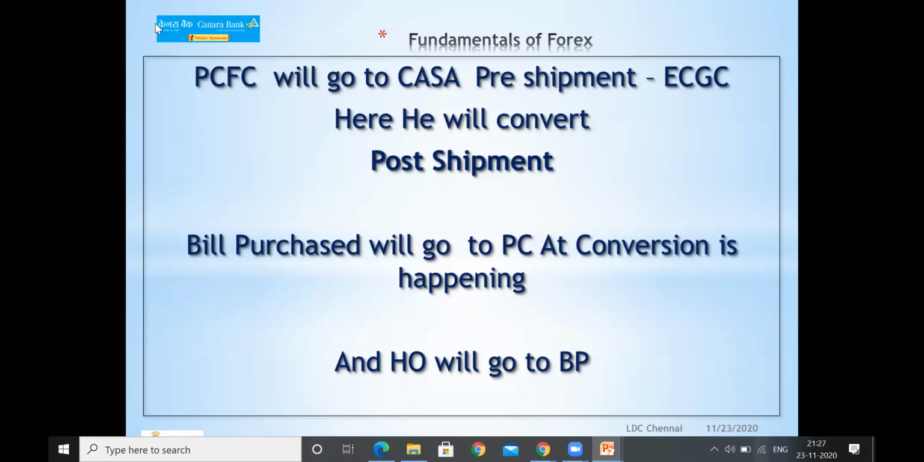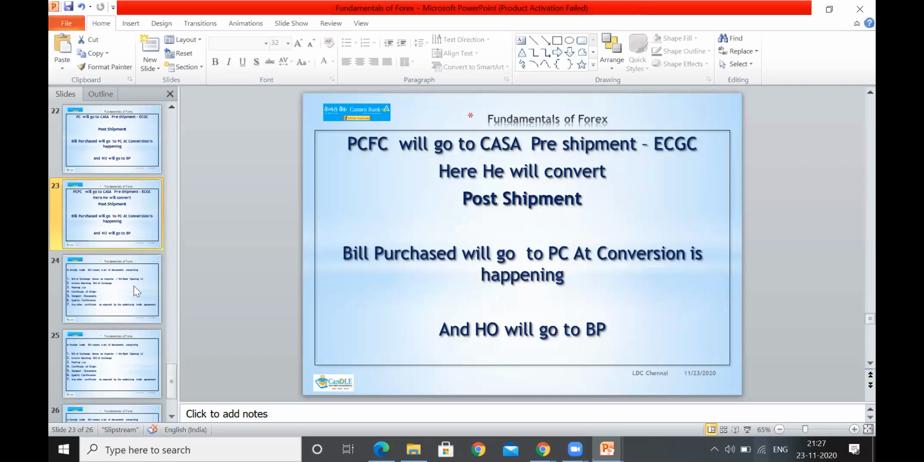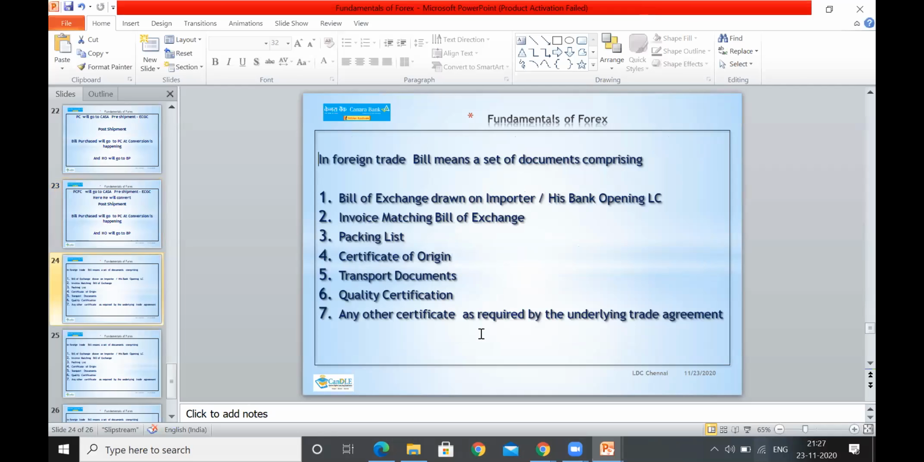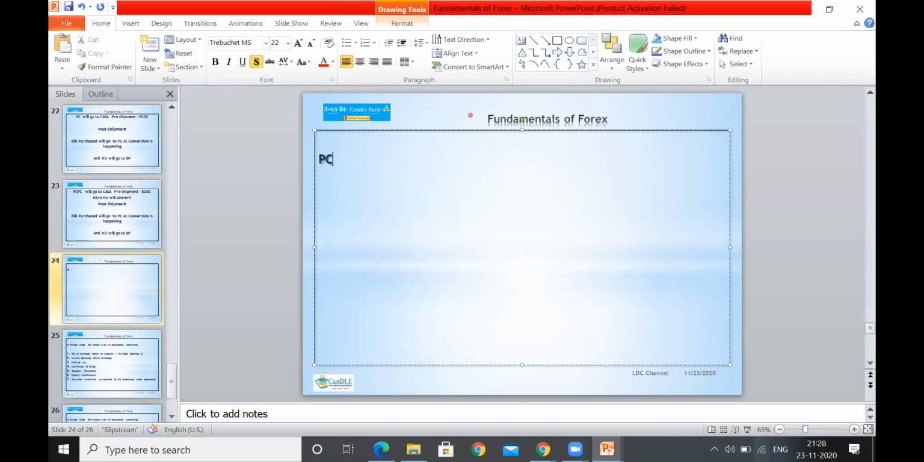What rate will apply? For PCFC, we will apply the TT buying rate only, because live funds are in export. Very, very important. Now I will put it in a simple slide. In export transactions, conversion will happen at two places. One is at the time of PCFC, where the rate is TT buying because the party's funds are ready. At the time of the bill, it is called bill buying.